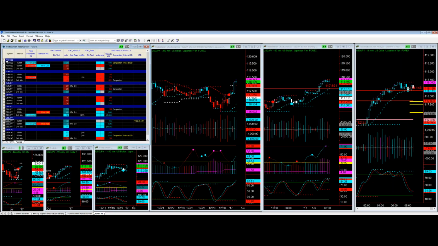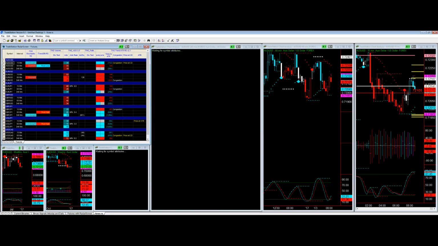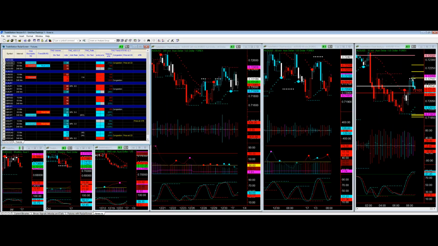Now, let me go back to this one. Do you see how you've got the congestion dot here? Okay, it should come back and try to test this ATR. That's what I'm trading. There's enough time between the 60 and the 240 for this to play out on the 15-minute.